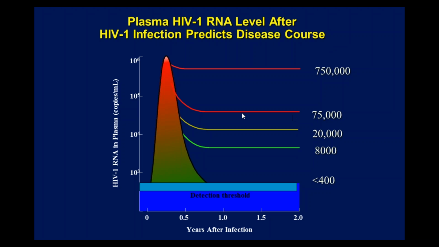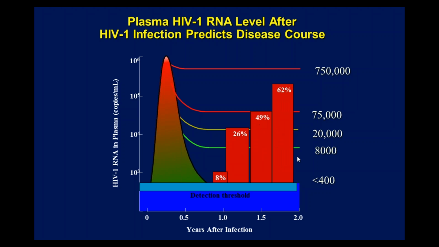So they had all these patients, and they had varying levels of virus in their blood. And then they asked the question, how rapidly did people progress to AIDS? And the answer is, if you are at 400, then only 8% of those people progressed to AIDS. If it was about 20,000, 26%. If it was 75,000, 49%. And if it was 750,000, it was 62%. And so it became very clear that how much virus you have in your blood predicts how rapidly you'll progress.